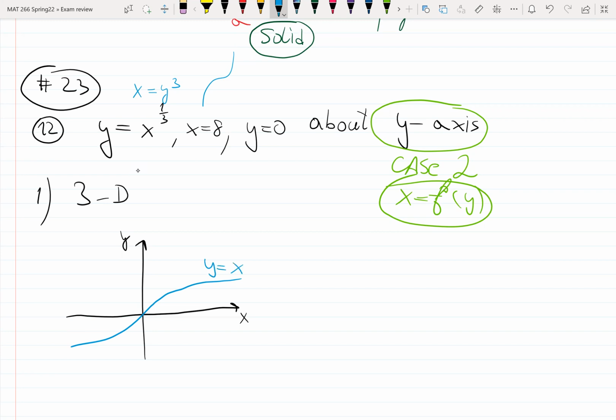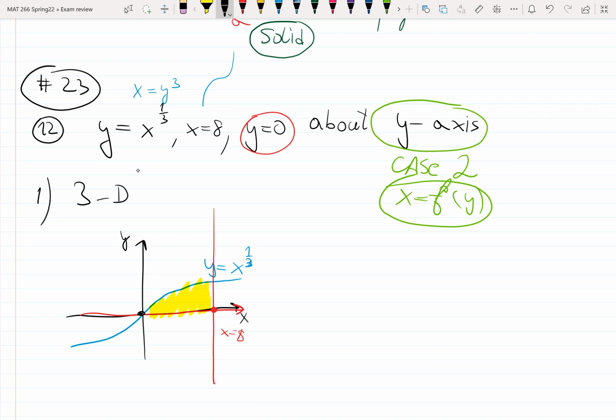Y equals x to the 1/3. But again, use your graphing calculator. The earlier you learn how to use it, the better. x equals 8 is here. That's one of the walls. x equals 8, wall. That's still not restricting the area. So y equals 0, that's the x-axis, one more wall. And that creates this nice area. Okay, the 2D picture is done. This is the area we're looking at.